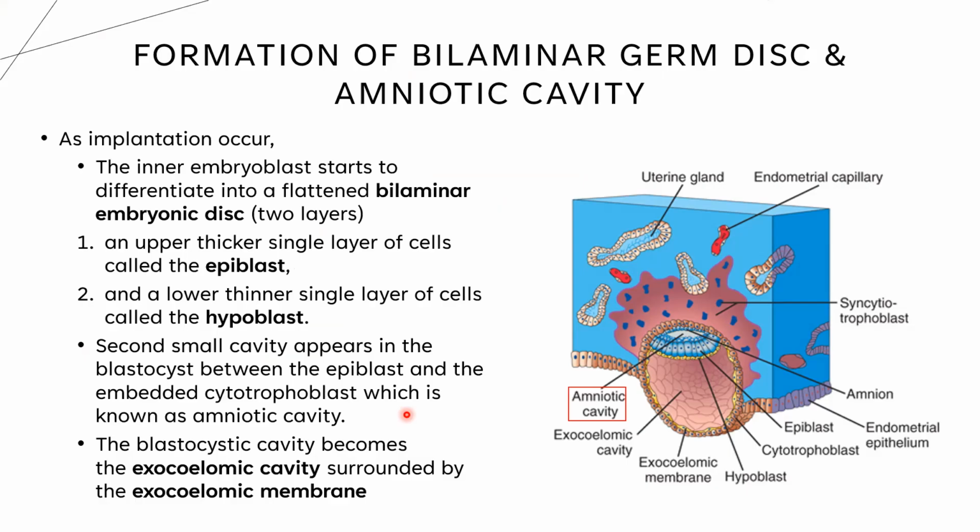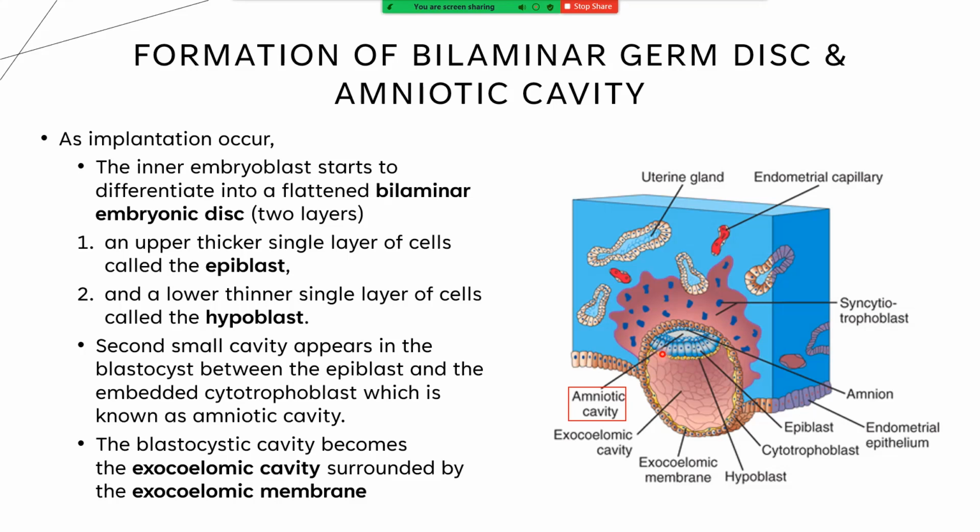Okay, let's go slowly. The second week of development. Remember what happened during the last lecture? It was implantation. Implantation is established at about 6 to 7 days after fertilization. What happened after implantation? The inner embryoblasts start to differentiate into the flattened bilaminar embryonic disc. There are two layers of the embryonic disc, the epiblast and the hypoblast.